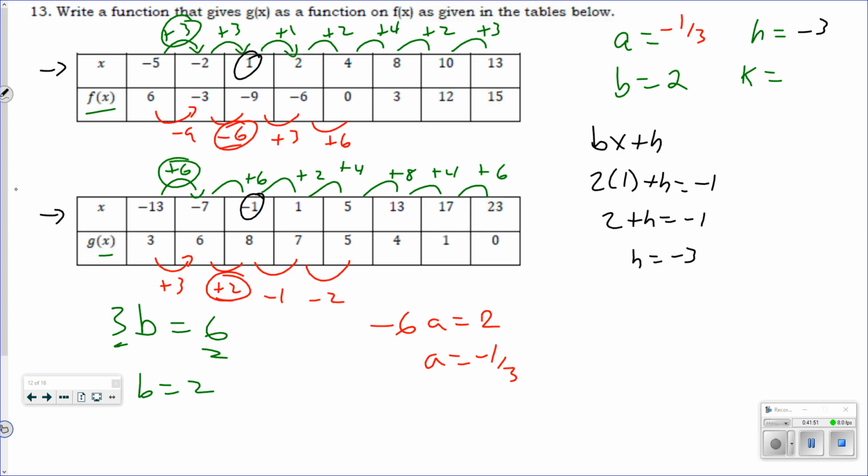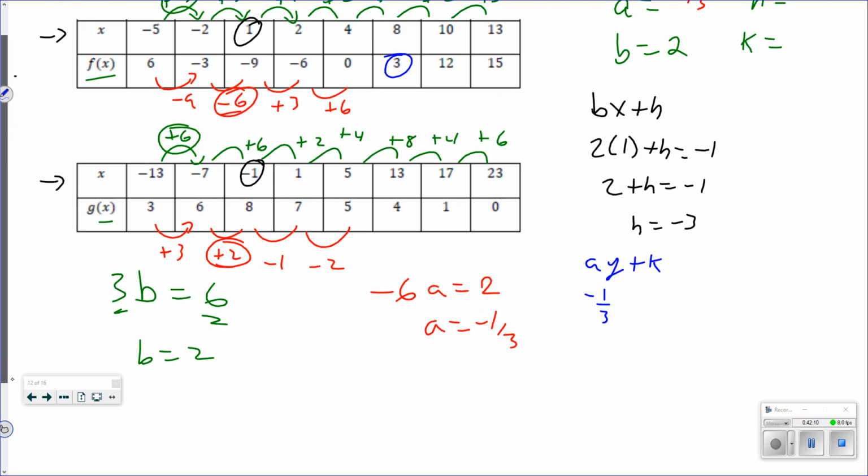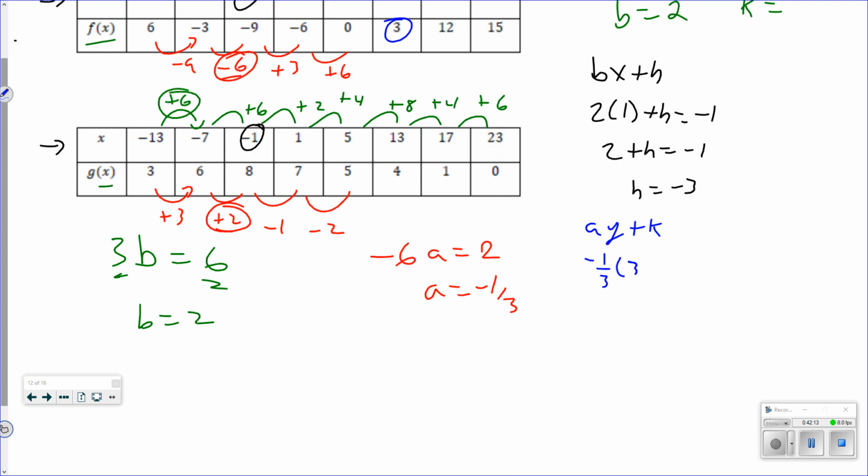All right, and then from here, same thing with the a y plus k, the other transformation rule. My a is negative 1/3 times y. So which y am I going to pick? Well, I'm going to be smart and pick one that's divisible by 3, but they're all divisible by 3, so it doesn't actually matter. We'll pick 3. I don't want to pick 0, it'll be too easy. So we'll pick 3 plus some k, but 3 transforms into 4. Make sure you pick the right one. Negative 1/3 times 3 is negative 1 plus k. Add it over. k is 5.